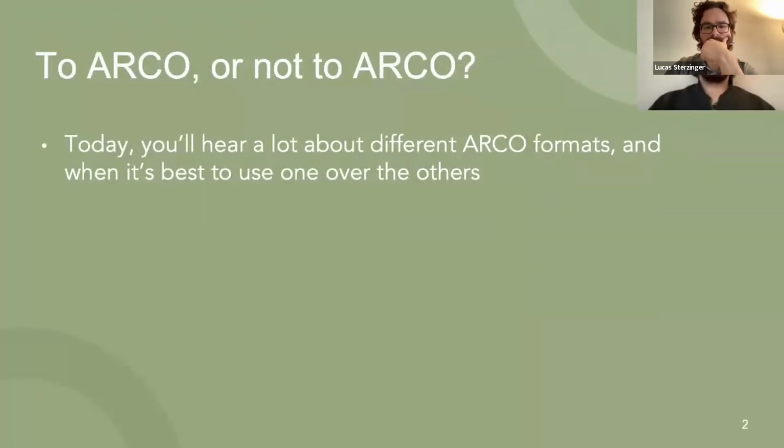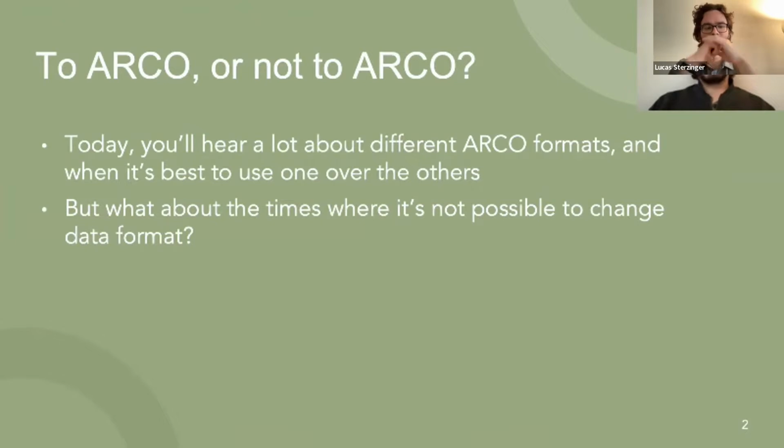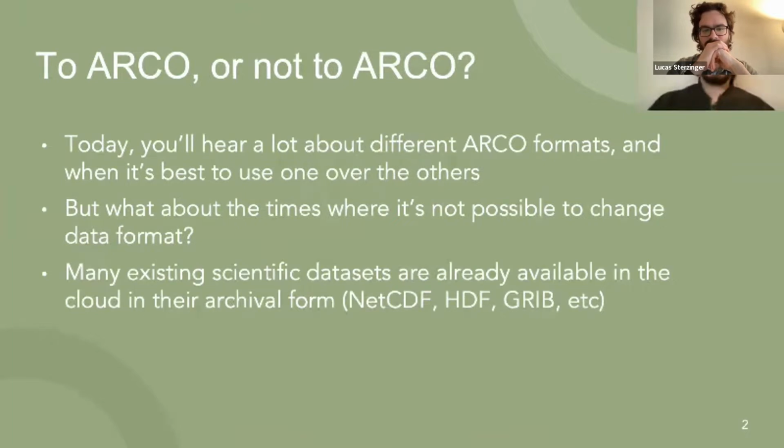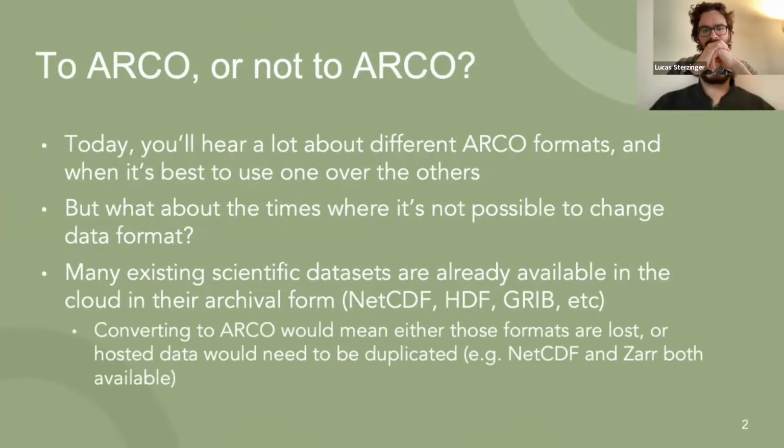Today you're going to be hearing a lot about different ARCO, analysis-ready, cloud-optimized data formats, and when it's best to use one over the others. But what about the times where it's not possible to change the data format? For example, many existing scientific datasets are already available in the cloud, but in their archival form, either NetCDF, HDF, GRIB, stuff like that. Converting to ARCO would mean either you lose access to the original formats, or you'd have to duplicate the data itself. So you'd either have to replace NetCDF with Zarr or host Zarr alongside NetCDF, and neither one of these options may be that great.